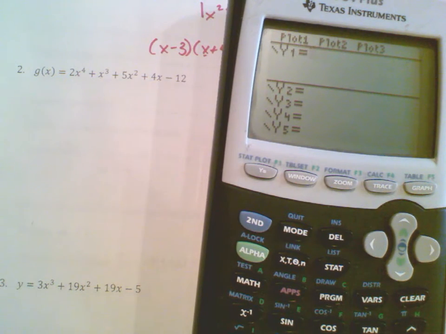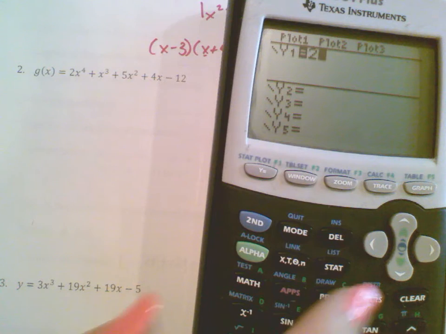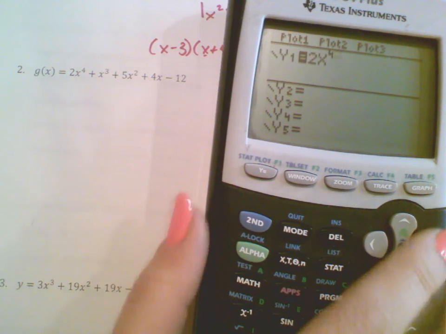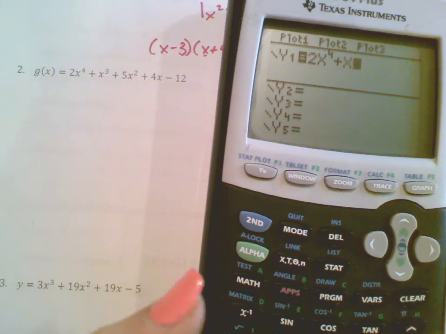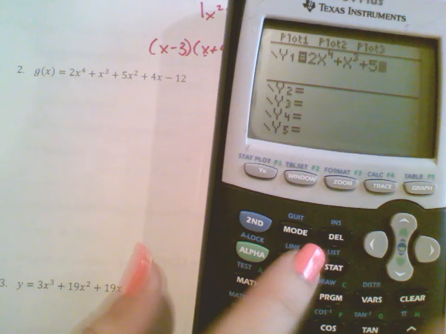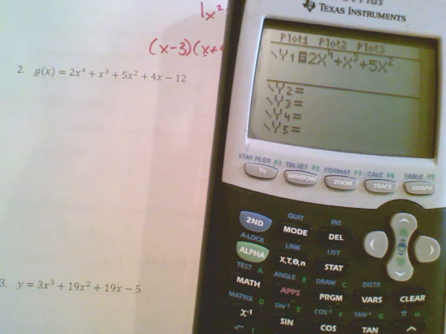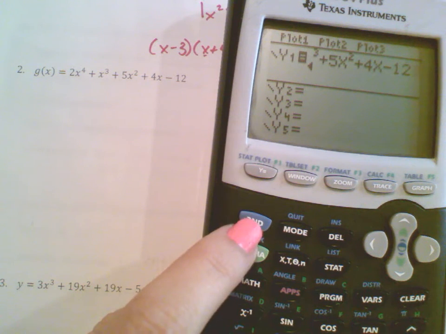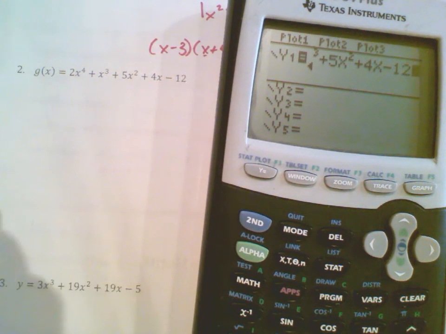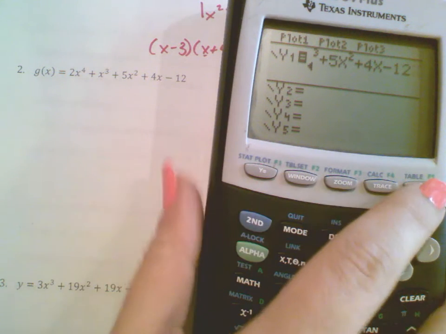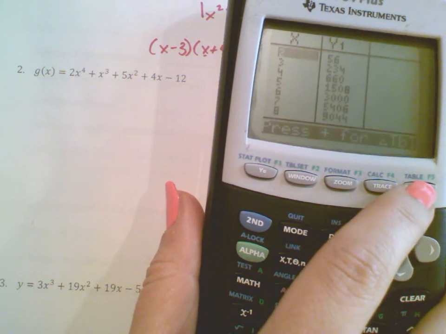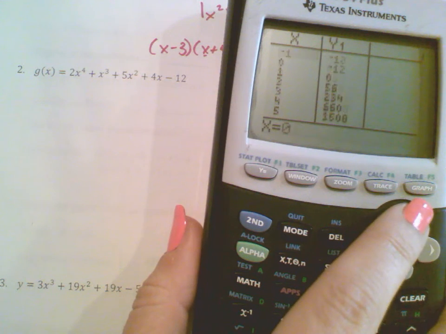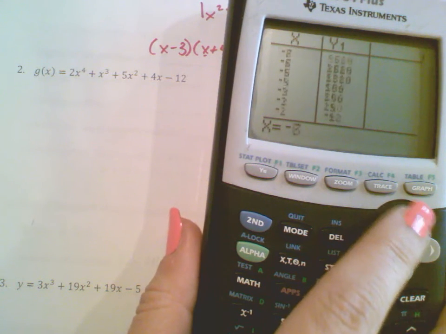So you get 2x to the 4th plus x cubed plus 5x squared plus 4x minus 12. So again, two ways to do this. To find zeros that are going to be whole numbers, you can press second table or second graph, which will bring you to table. And you can look for places where your y is a 0.